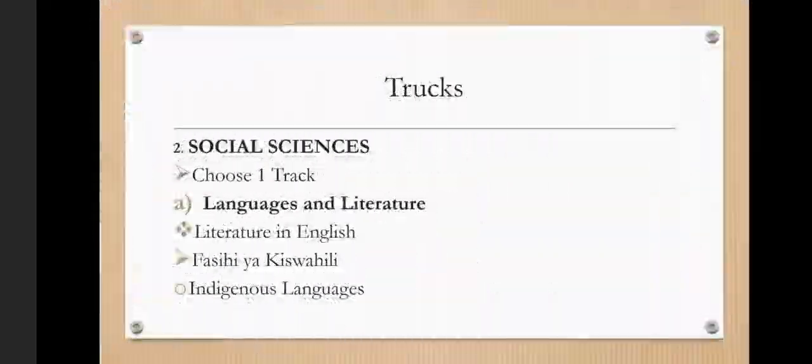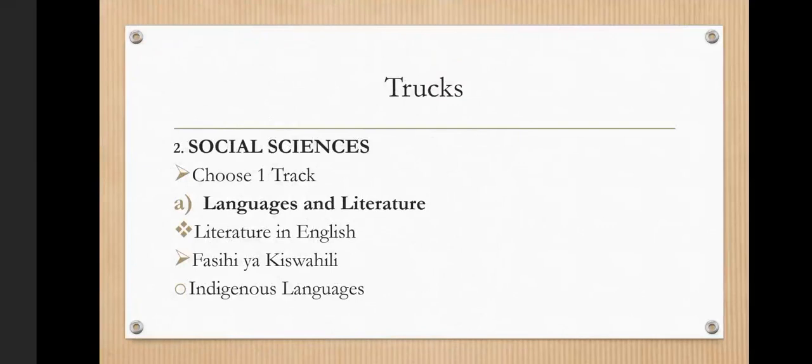At the same time, if a learner selects the pathway that we are calling social science, we shall have two subcategories under social science that we are calling tracks. And our first track will be languages and literature.